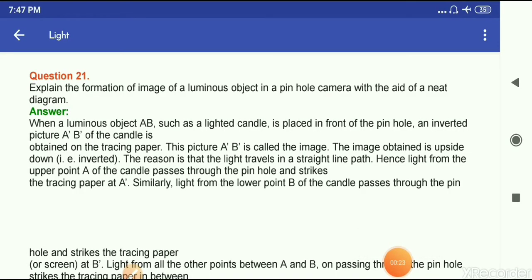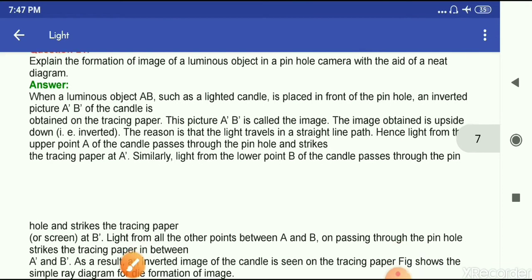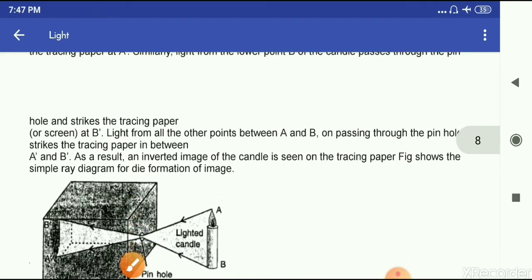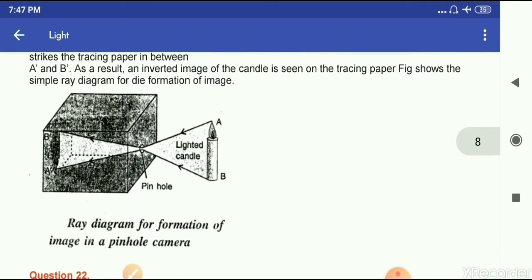Question number 21. Explain the formation of image of a luminous object in a pinhole camera with the aid of a neat diagram. So this is the explanation part and this is your diagram. Okay, you can complete from here.